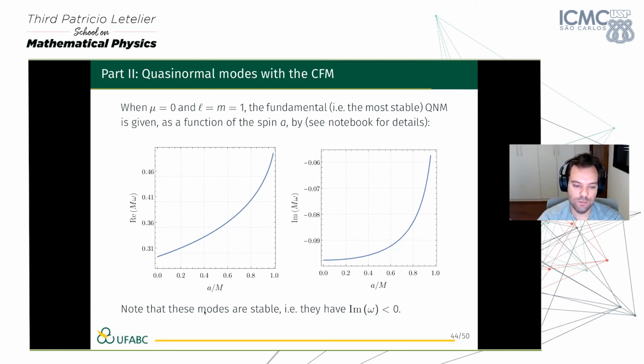Note here that these modes we find are always stable. They have the imaginary part always smaller than 0. And there are some rigorous proofs that this is always the case for a massless scalar field around Kerr: all quasi-normal modes only have a negative imaginary part. You don't have instabilities in this case. Let me keep going and show you the quasi-bound states, and then I'll show the notebook for both together.